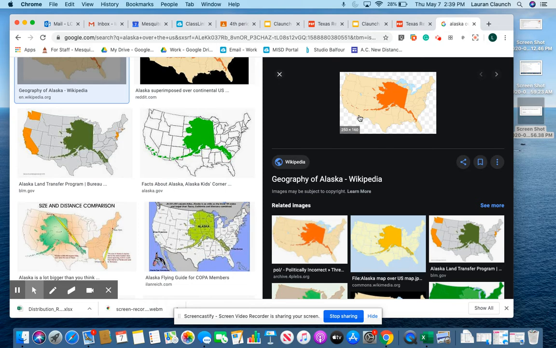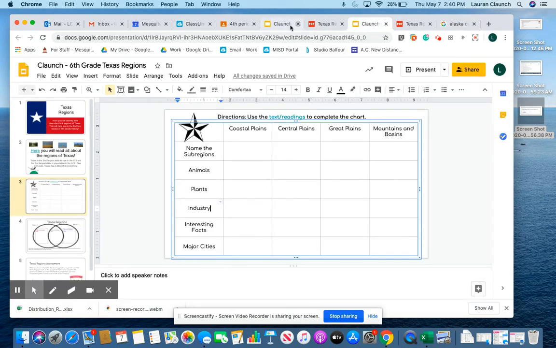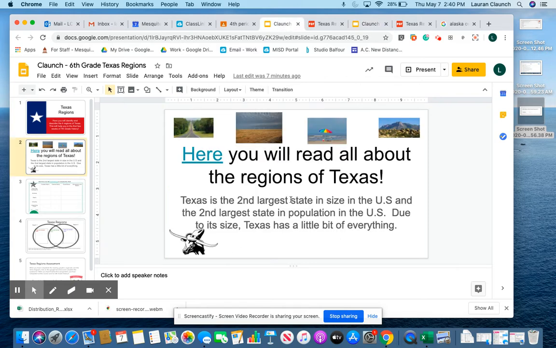Now, obviously, not a lot of people live up there because it's not livable land. You can't grow anything, and it's really, really hard to get to. So that's one reason. But just to let you know, Texas is the second largest state in size of the United States, behind Alaska. Also, Texas is the second largest state in population. So we come in second in both places.